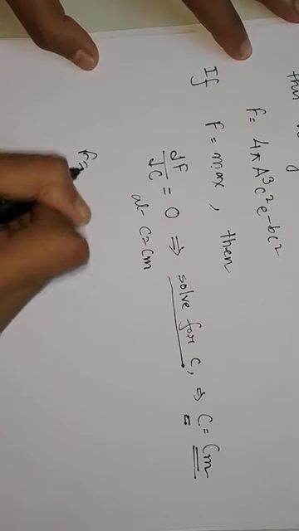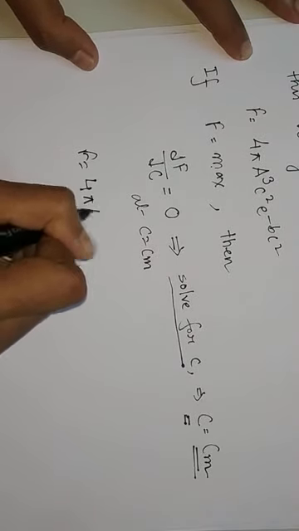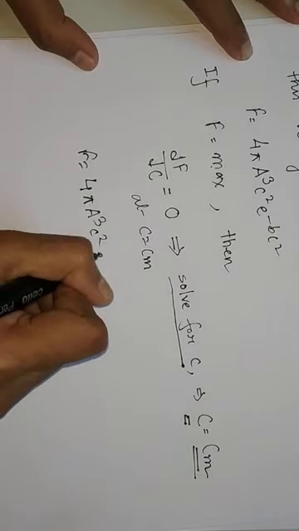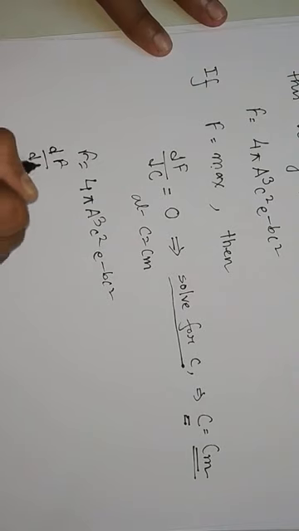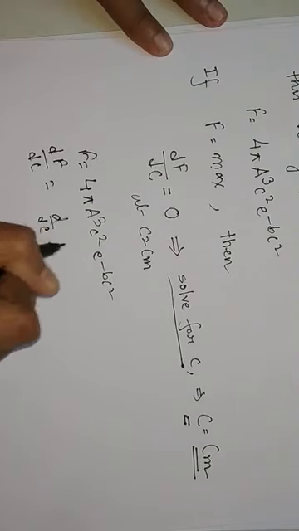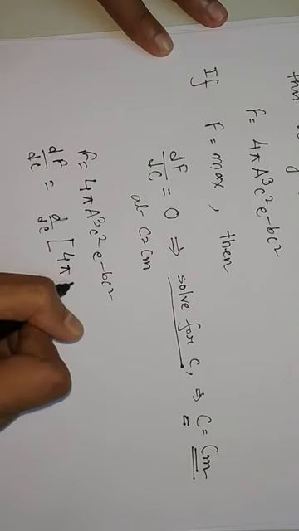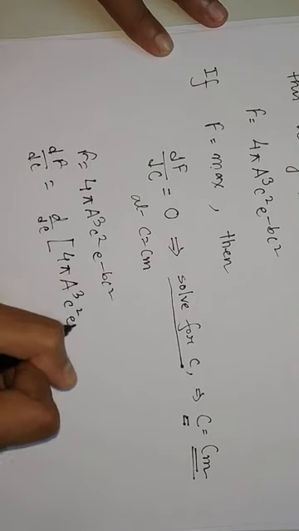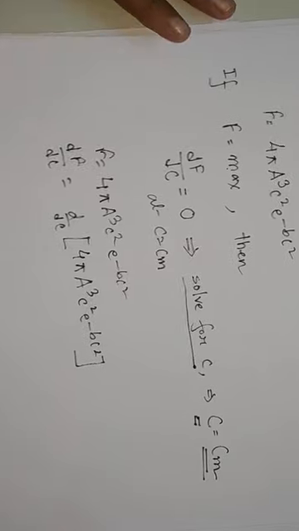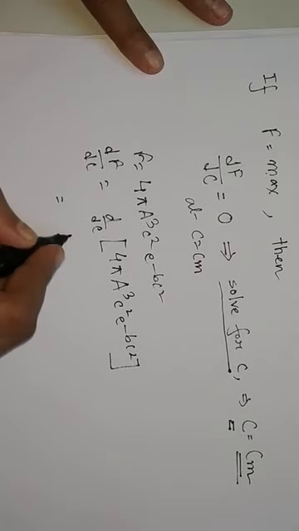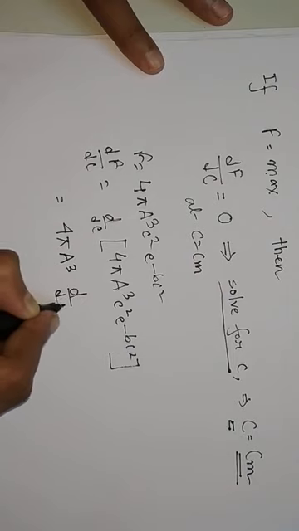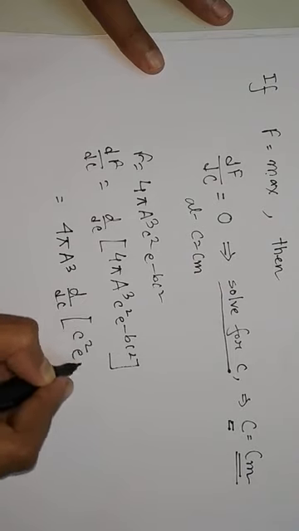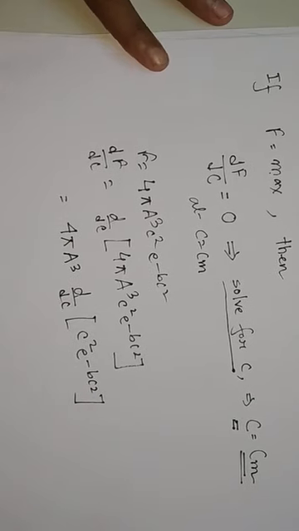So at first we will calculate df dc. We already know that the value of f is 4 pi a cube c square e to the power minus b c square. Now we will calculate df dc, which will be d/dc of 4 pi a cube c square e to the power minus b c square. Now 4 pi a cube is constant, so it will come out of the derivative. Then we have d/dc of c square e to the power minus b c square.